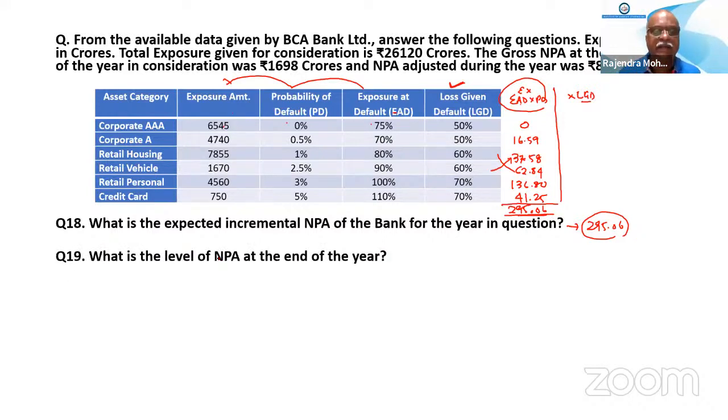Next question is, what is the level of NPA at the end of the year? So after this year, what will be the level of NPA? For that, we have to find what was the NPA in the previous year. Previous year NPA was 1698, plus 295 will be the additional NPA, minus NPA which has been adjusted during the year, I mean, recovered. So minus 832. So equal to how much? 1698 plus 295.06 minus 832.